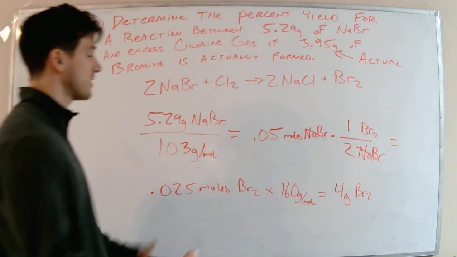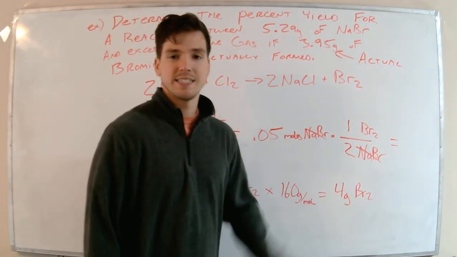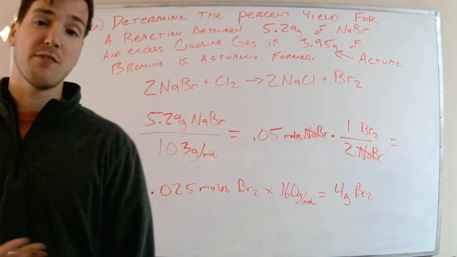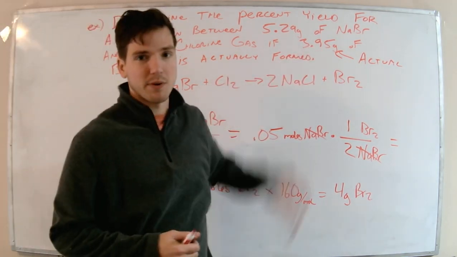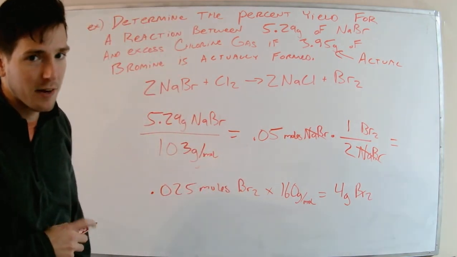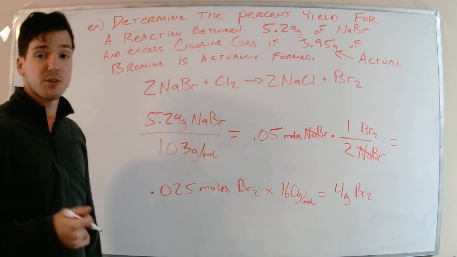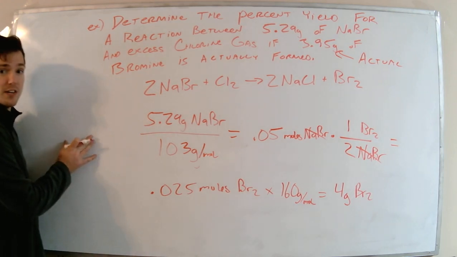Okay, so once again, that is our theoretical. If everything was perfect, we would have got 4 grams of bromine. Hey, we're looking pretty good. We got pretty dang close to that theoretical. Let's go ahead and find the percent yield now. I'm going to do that over here.